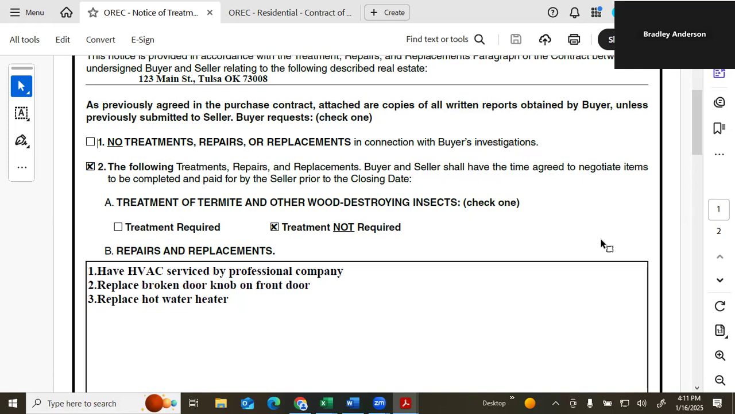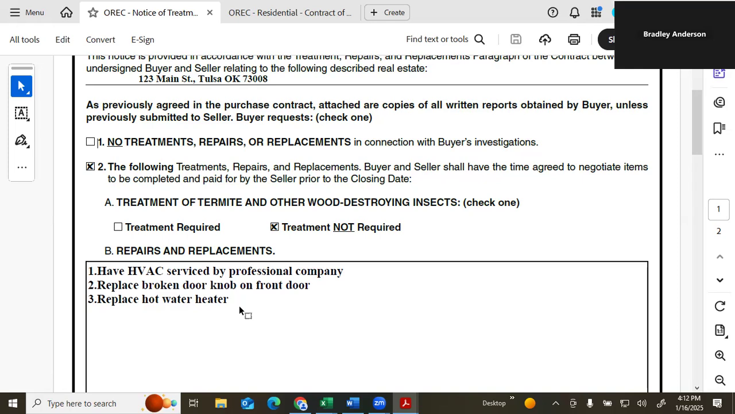So by way of an example, I have put in here a sample of what a typical buyer might want from a property. So inspection report comes back. Let's say the air conditioning isn't cooling as efficiently, and the buyer wants to have that HVAC serviced by a professional company. Next, they want to replace a broken doorknob on the front door. So that's very, very specific. There's no confusion about what needs to be done. Lastly, they want to replace the hot water heater.